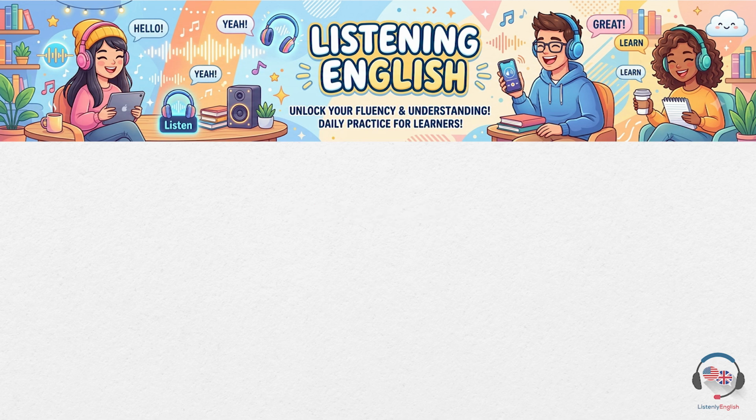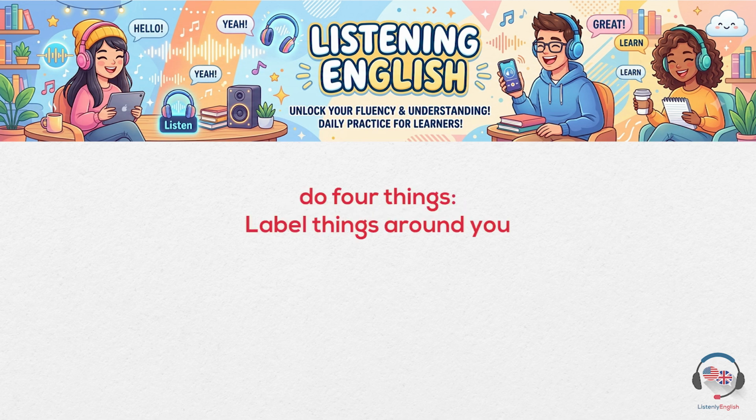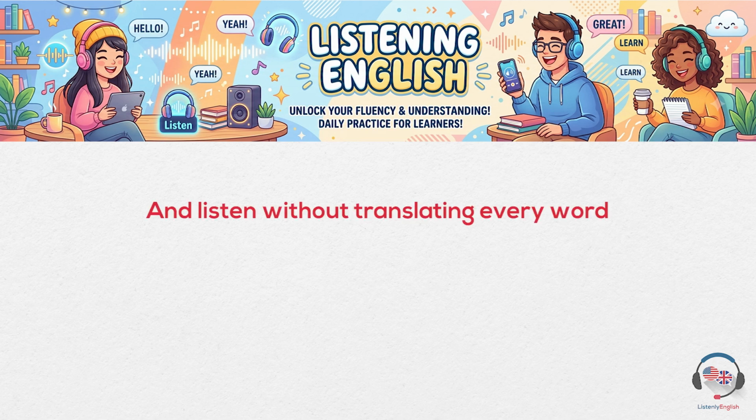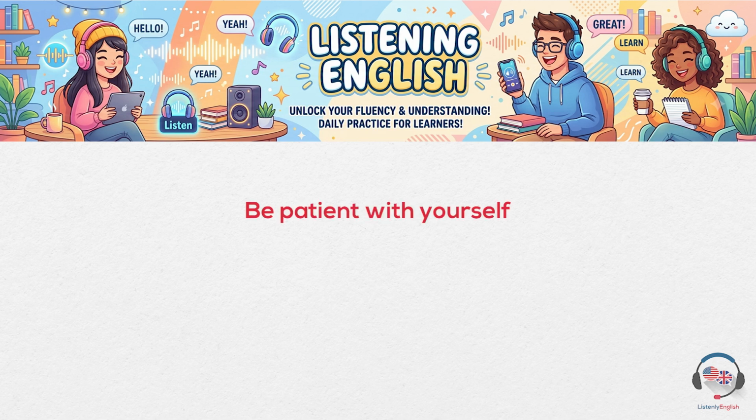So, let's remember. To think in English, do 4 things. Label things around you. Talk to yourself in English. Learn phrases, not only words. And listen without translating every word. This takes time. Be patient with yourself. One day, you will hear a question in English. And the answer will come to your mind, in English too.